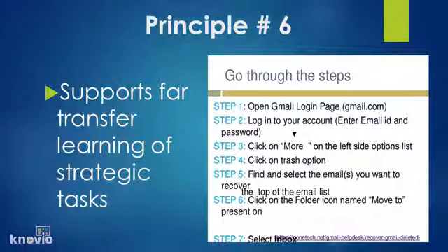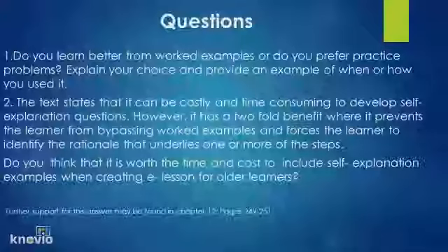The premise for principle number 6 is for learners to learn strategic skills that will transfer to other settings. It highlights 3 guidelines for transfer, where guideline number 1 uses varied text worked examples, guideline number 2 includes self-explanation questions, and guideline number 3 requires active comparison and varied context examples.